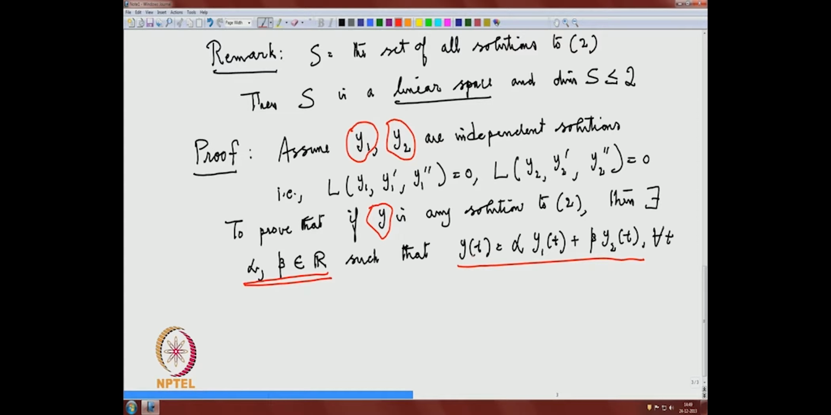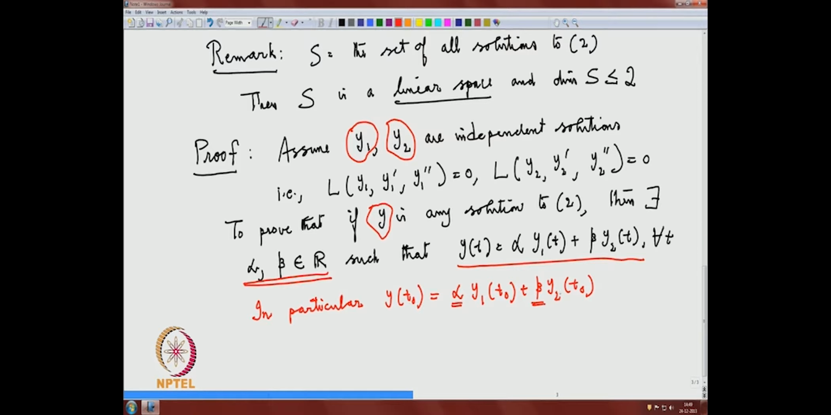If an equation is to be satisfied for every t, it should also be satisfied for any particular t. So, in particular it should be satisfied at t naught. In particular y at t naught, which is given to you, should satisfy alpha y1 at t naught plus beta y2 at t naught. So, you have one equation, but you have to determine two unknowns, alpha and beta. So, you need two equations.